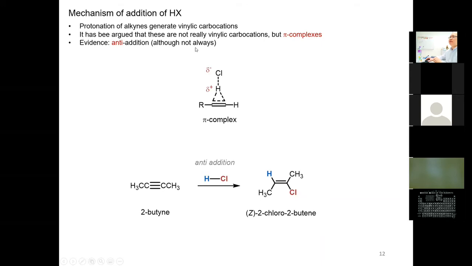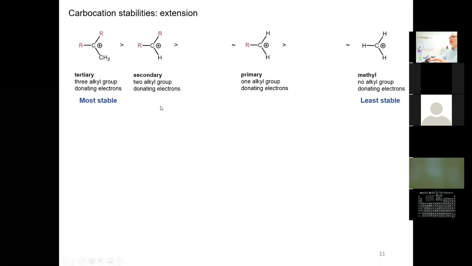And the anti-addition is one of the supporting reasons why people think this intermediate may not be a vinylic carbocation, but a pi complex. This is a little bit complex to put on the exam, so I won't test you. I won't give you an alkyne and HX and ask for the single addition with the Z. Normally, if I put it on the exam, I will be more specific.